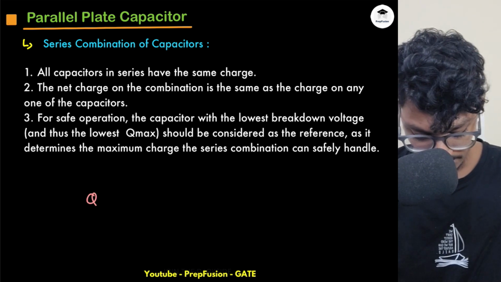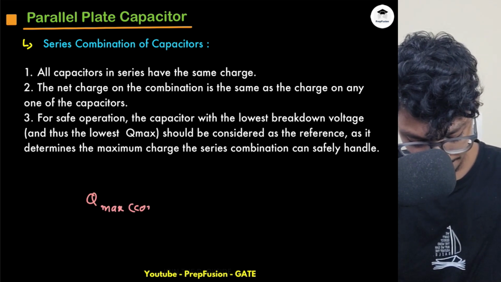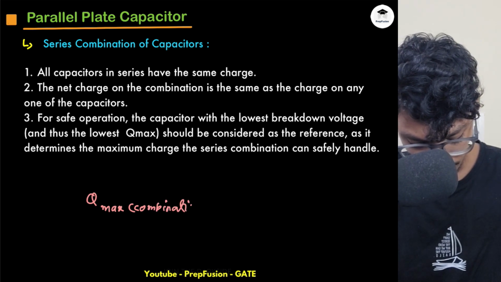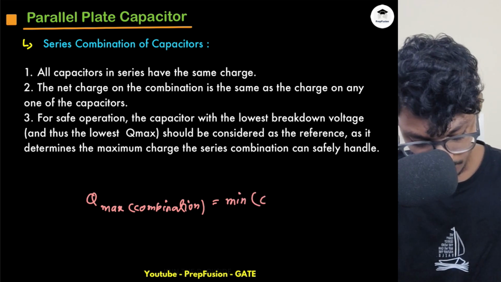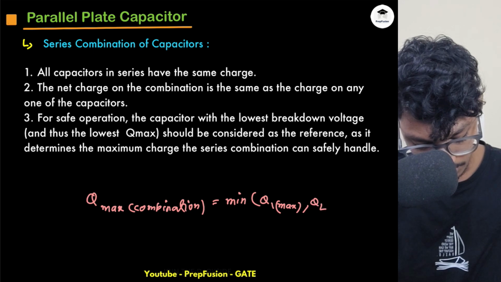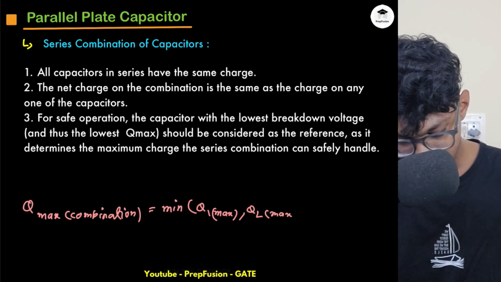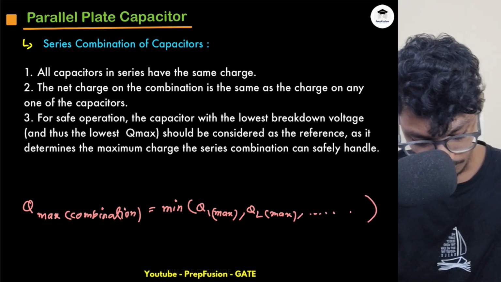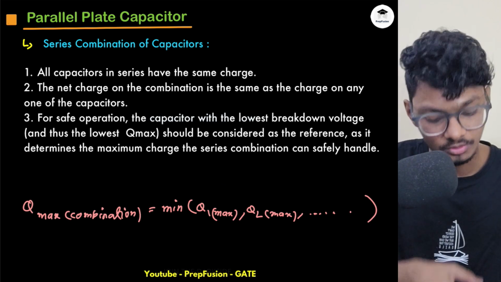So what can be the Q max of the combination? Q max of the combination will be the minimum of Q1 max, Q2 max, and so on. This is for the series combination. I will choose the minimum of this.